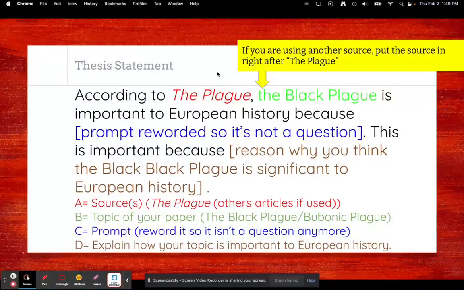All right, so for example, according to The Plague, the Black Plague is important to European history because, and then I would put in my reworded prompt, period. This is important because, and then I would put in the reason why I think the Black Plague is significant to European history. Sorry, I put the word in there twice.